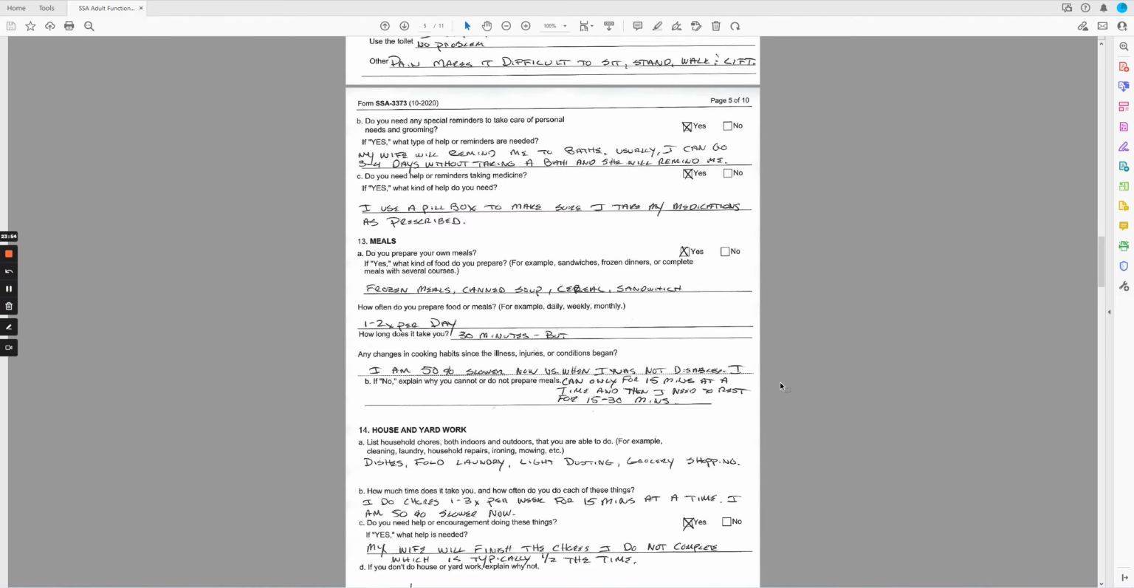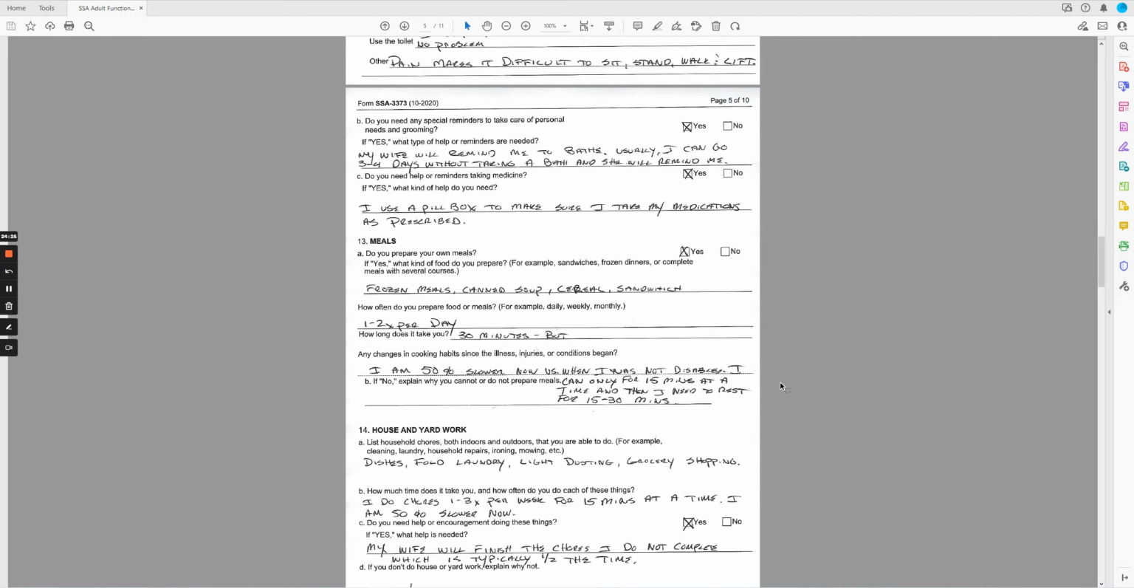Do you need help or reminders to take your medicine? And here I wrote, yes, I use a pill box to make sure I take my medications as prescribed. It's really important that you take your medications as prescribed because Social Security can deny you for failing to take your medications as prescribed. And so whether you take too many or too little, you really have to take your medications as prescribed. And so here, you definitely want to make sure you tell them that. Tell Social Security I do that.